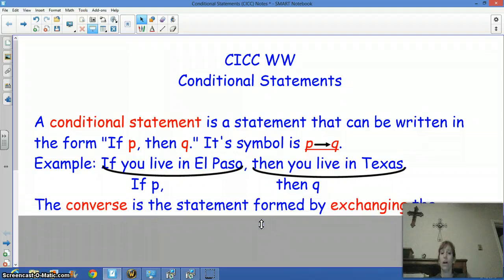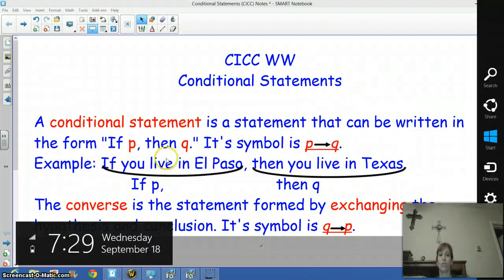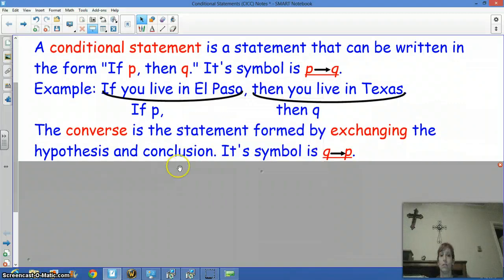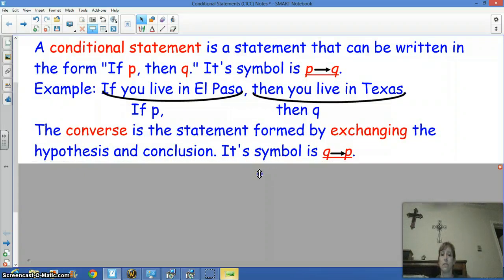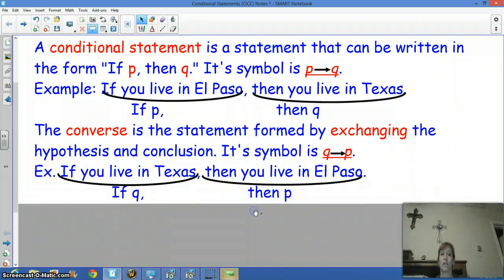Alright, the converse is the statement formed by exchanging the hypothesis and the conclusion. So basically you put the back part of the sentence at the front. So the symbol for that is going to be if Q, then P. So its symbol is if Q, then P. So now they swapped it. So it says if you live in Texas, then you live in El Paso.